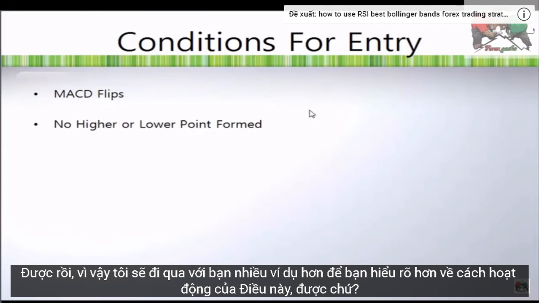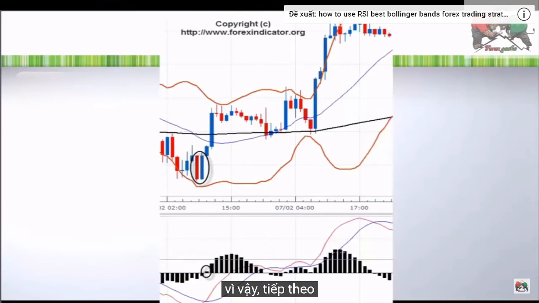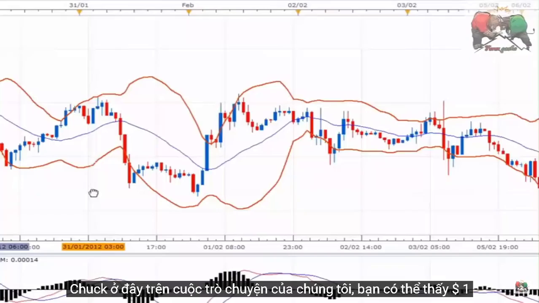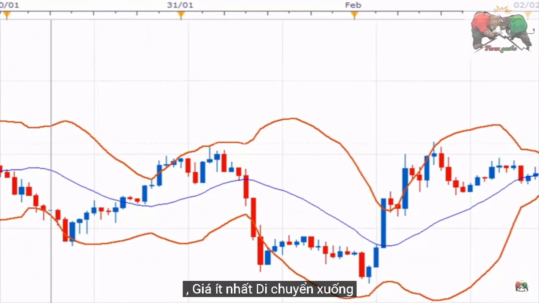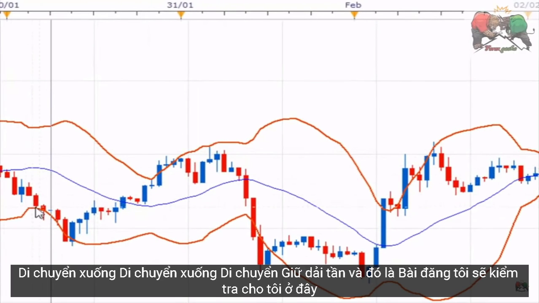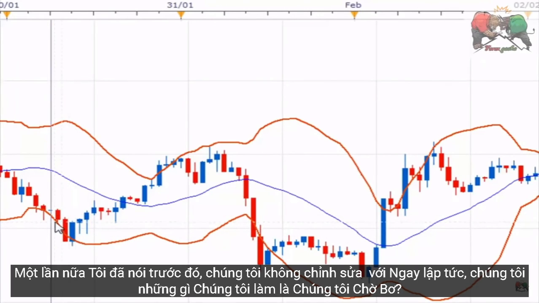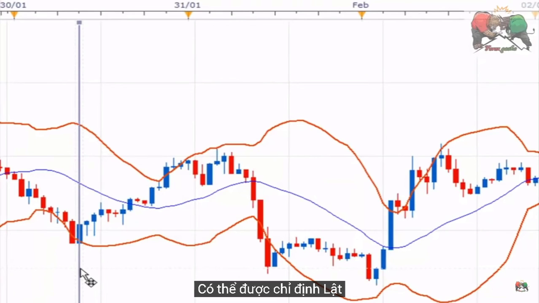I shall be going through more examples with you so that you have a better understanding of how this works. Next chart here, on the hourly chart, Euro Dollar. You can see the price is moving down, hit the band, and there's a sideways track forming here. Again, like I said earlier, we do not enter a trade immediately. We wait for the MACD indicator to flip.